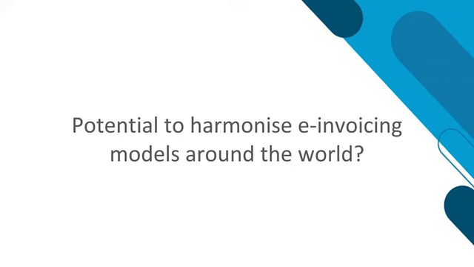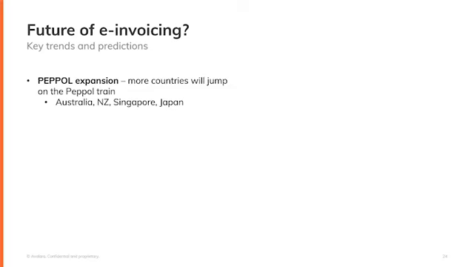So finally, I just wanted to discuss, is there going to be the potential to harmonize e-invoicing models across the world? And what are we seeing? What are the key trends? Well, I see future Peppol expansion. I've already discussed about other countries across APAC already jumping on the Peppol train. Australia, New Zealand, Singapore, Japan. We'll most likely see more countries across Europe outside of the EU, but also across APAC, start to introduce Peppol.